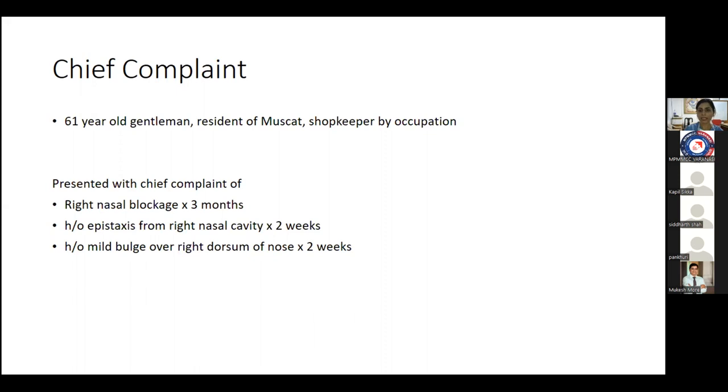Similarly, nickel has a relation with squamous cell carcinoma. Chromium, leather, polycyclic aromatic hydrocarbons, radium, brass, these all are related with the development of malignancies. So presently, this patient doesn't have any occupational incidents, neither is he a tobacco user.